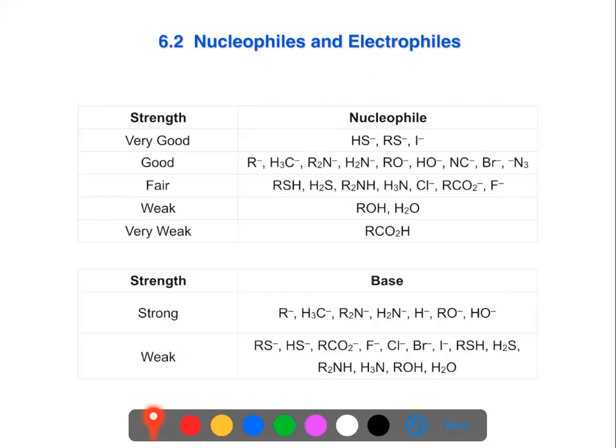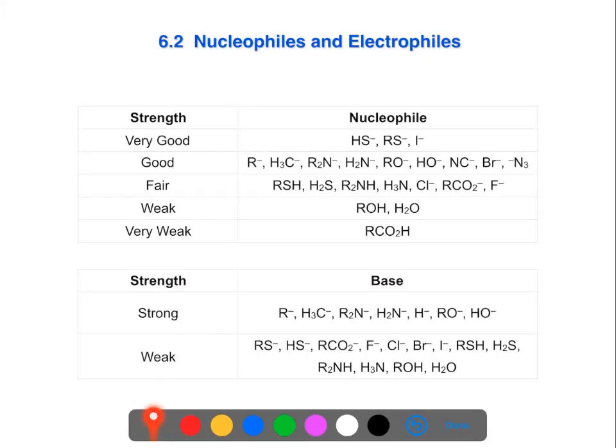Now, shown below are the relative strengths of various bases. One thing to point out is that our strongest bases generally come from our second row elements. So these are the anions of carbon, nitrogen, and oxygen-centered species. So your carbanions, oxides, your amide ions, and so forth, your hydride also. These are very good bases, but not necessarily the best nucleophiles.